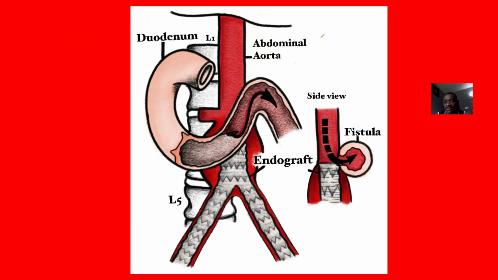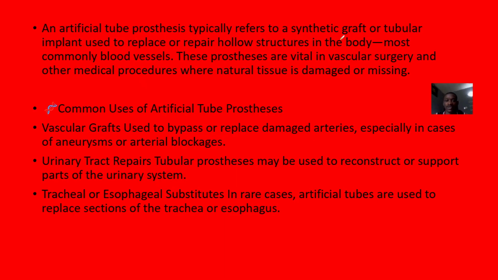Okay, can you see this? It looks like a tube. They put it inside the blood vessel. So it could be valve issues in the heart or blood vessel issue. Okay, but mostly blood vessel issues though. So for this one, it helps to repair hollow structures in the body. That's mostly blood vessels. So these processes are vital in vascular surgery and other medical procedures.